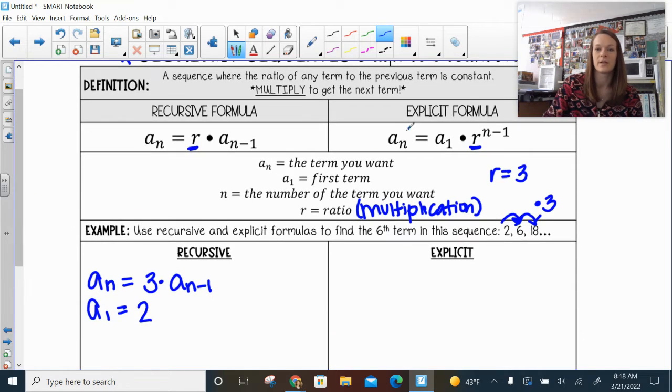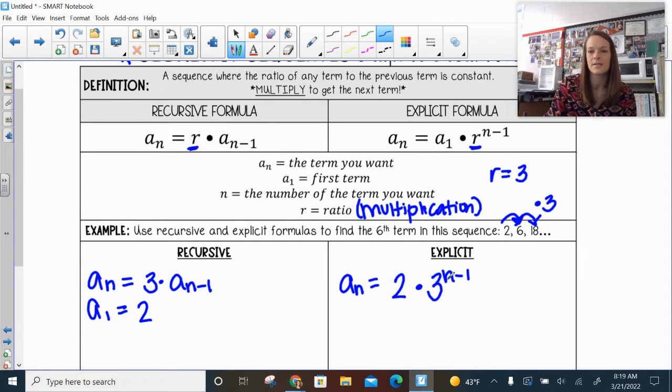Okay, and then let's look at your explicit formula here. So I'm going to keep the a_n like it is. I still put my first term first. So the first term of the sequence is 2. Then my ratio, which is 3, to the n minus 1 power. Okay, there is no simplifying this. This is not 6 to the n minus 1. You leave it just like it is.